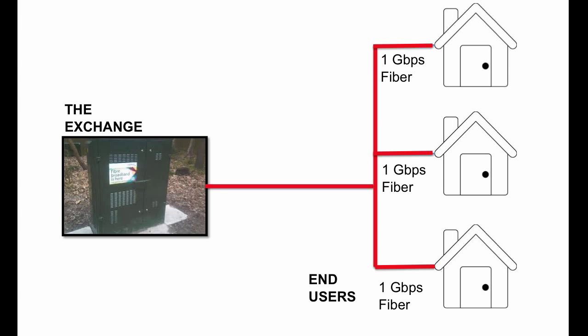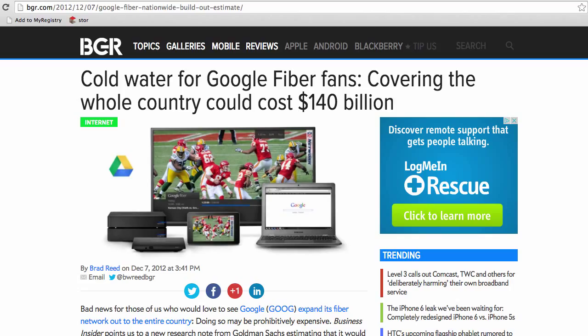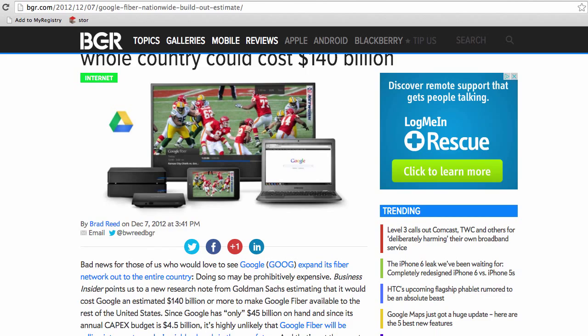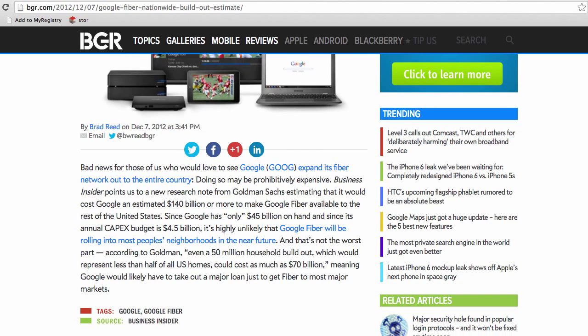The question becomes, how much does it cost to pass this fibre? The answer depends on customer density, but according to a Goldman Sachs report, it would cost $140 billion to pass the entire US. This is the equivalent of a median cost of approximately $4,500 per household.